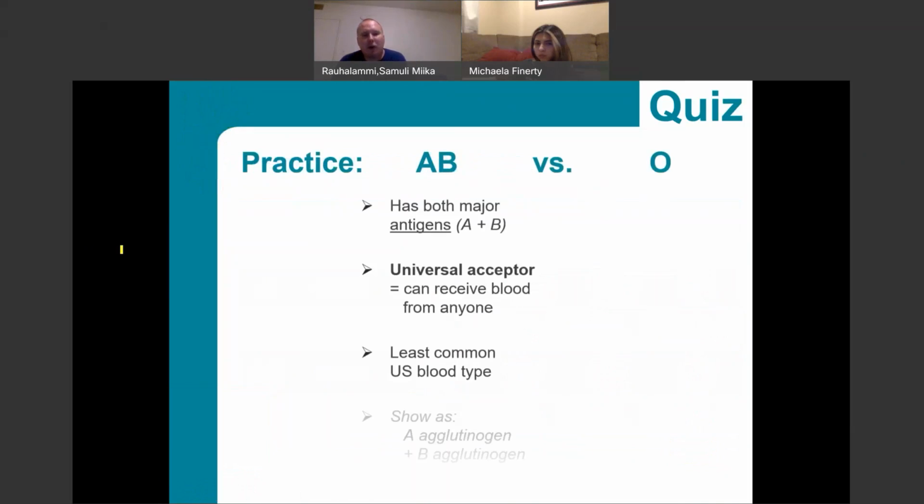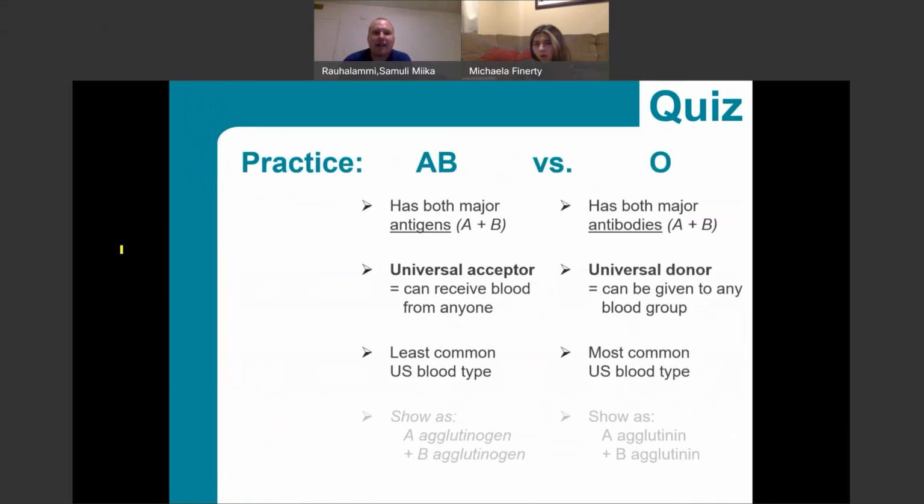Well, the next thing that the quiz asks is to recognize, is this AB type of blood or is it O type of blood? Well, if you have antigens for A and B, it's going to be AB type of blood. Universal acceptor is the AB blood type. People who are blood type AB can receive blood from anyone. So they can accept blood from anyone at all. This is the least common blood type in the US.